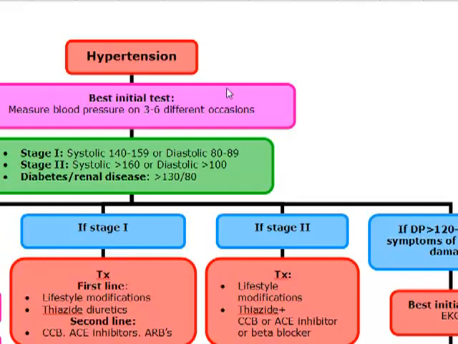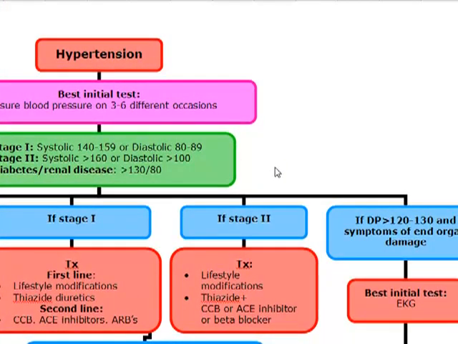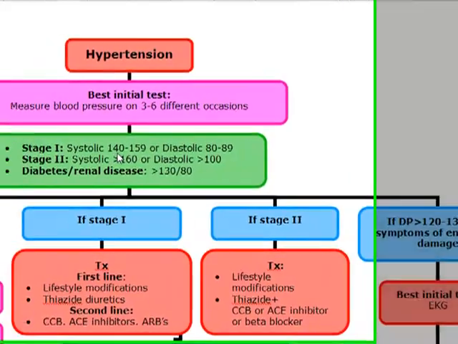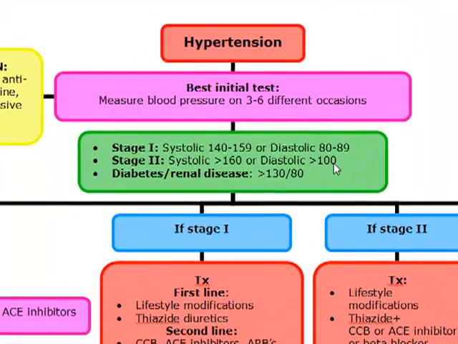But right now we're not talking about normal or prehypertension. We're talking about hypertension. So we're going to classify this into stage 1 and stage 2 hypertension. Stage 1 hypertension is either or again. So it's a systolic of 140 to 159 or a diastolic of 80 to 89. Stage 2 hypertension is going to be defined as a systolic greater than or equal to 160 or a diastolic greater than or equal to 100. Okay? And in diabetes or renal disease, hypertension is going to be defined as a blood pressure over 130 over 80.